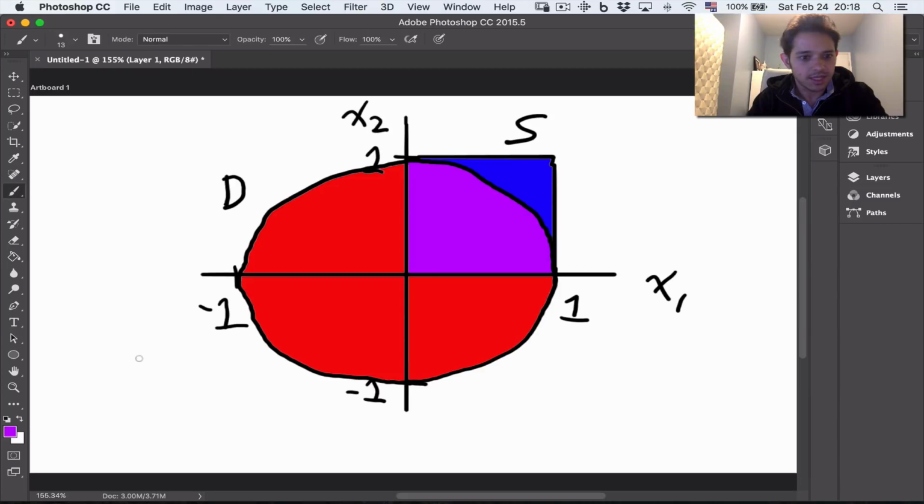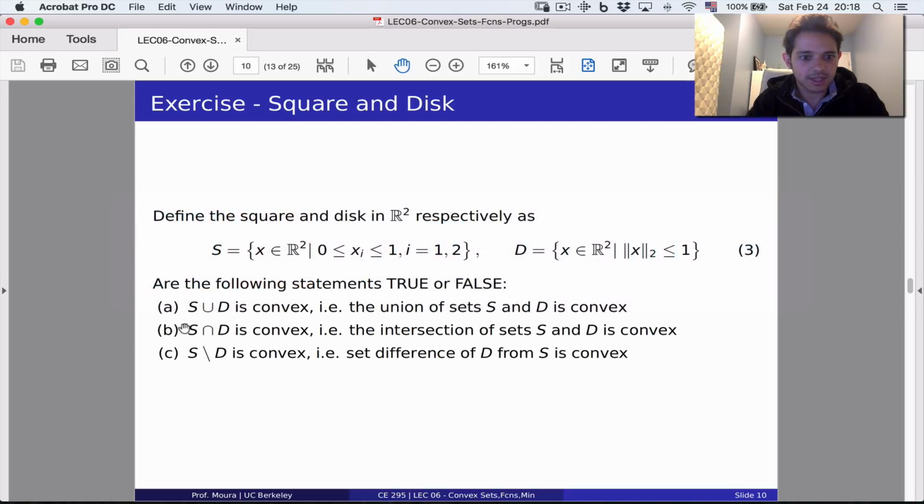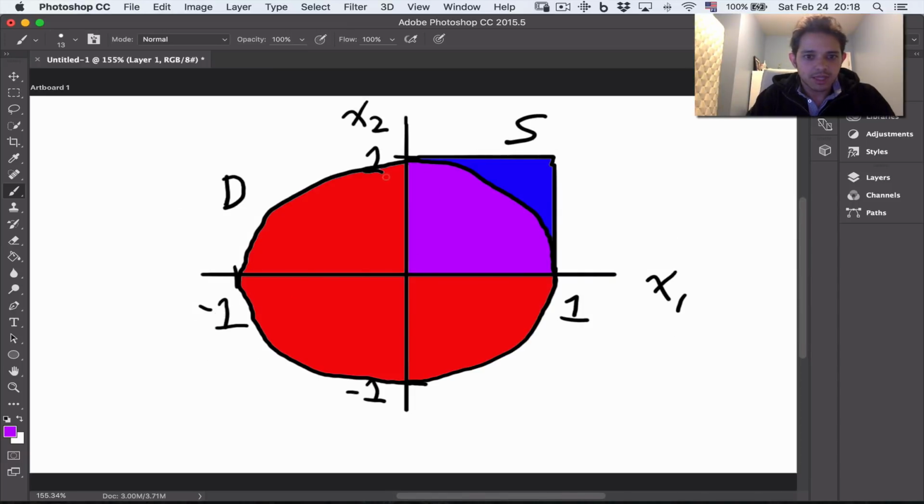So now I'd like to consider first the set union of S and D, the square and the disk. So the set union is going to be given by the union of the square and the disk. So we're basically talking about the red, purple, and blue regions all together. So we can see there that the resulting set is indeed convex.